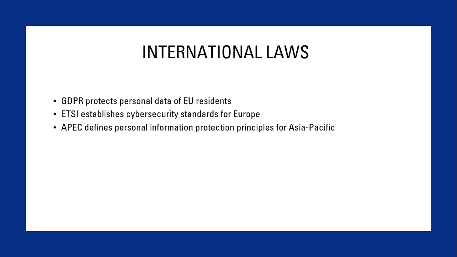Complying with these and other international laws requires an understanding of the specific requirements in each jurisdiction where an organization operates. It also requires a flexible and adaptable compliance program that can accommodate different standards and expectations. Some key strategies for managing global compliance include developing a comprehensive data map that identifies what personal information is collected, where it is stored, and how it flows across borders.